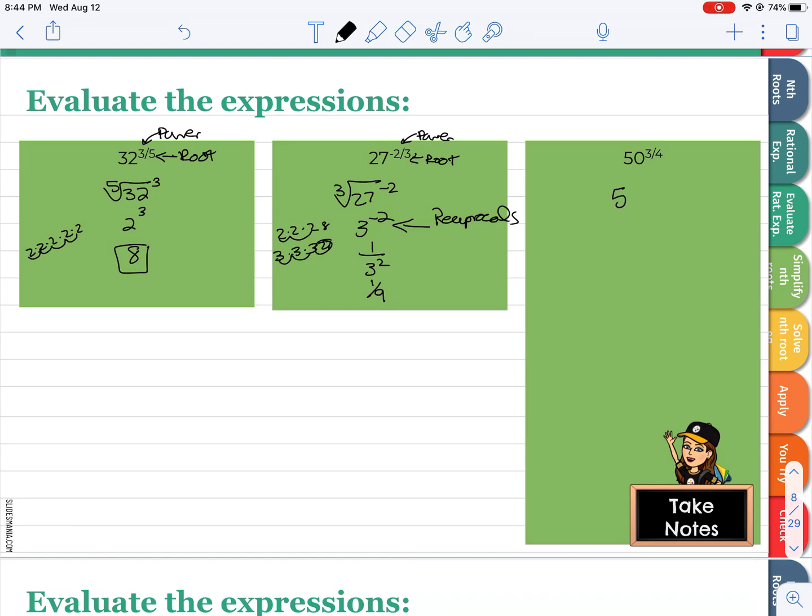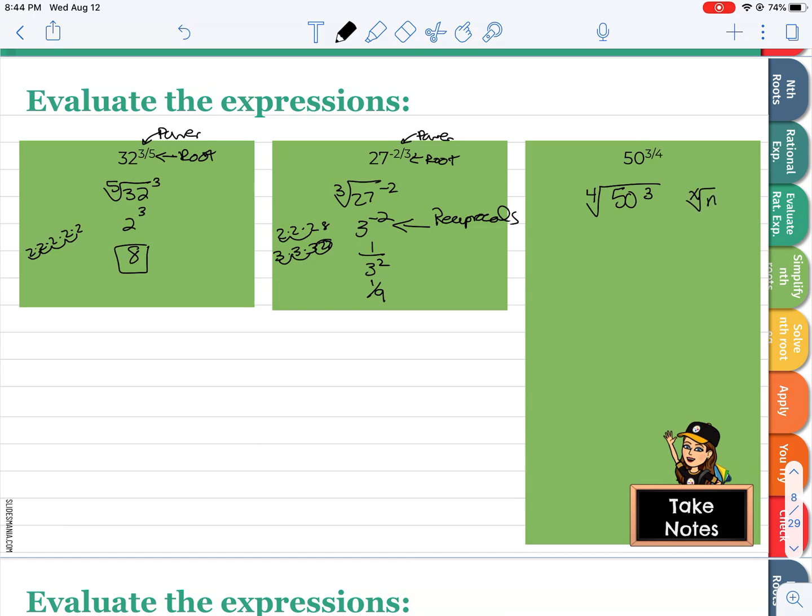Okay? Okay, let's check out this last one. So 50 to the 3/4 means I want to do the fourth root of 50 cubed. Well, if you try to do the fourth root of 50, that's not a perfect square or perfect fourth root number. So something like that, you would want to use your calculator.